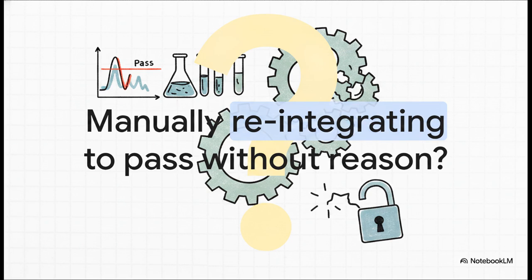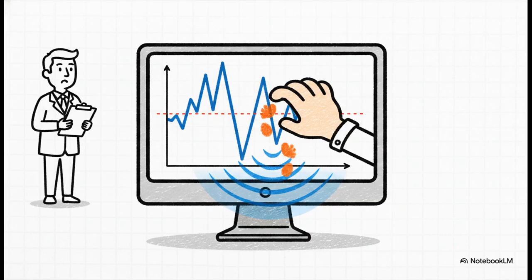Let's try one last lab scenario. What if an analyst skips the retest, but instead decides to manually reintegrate a chromatography curve on the software? They just nudge a failing result over the pass line, and they do it without documenting any scientific reason. How bad is that? It's incredibly bad.